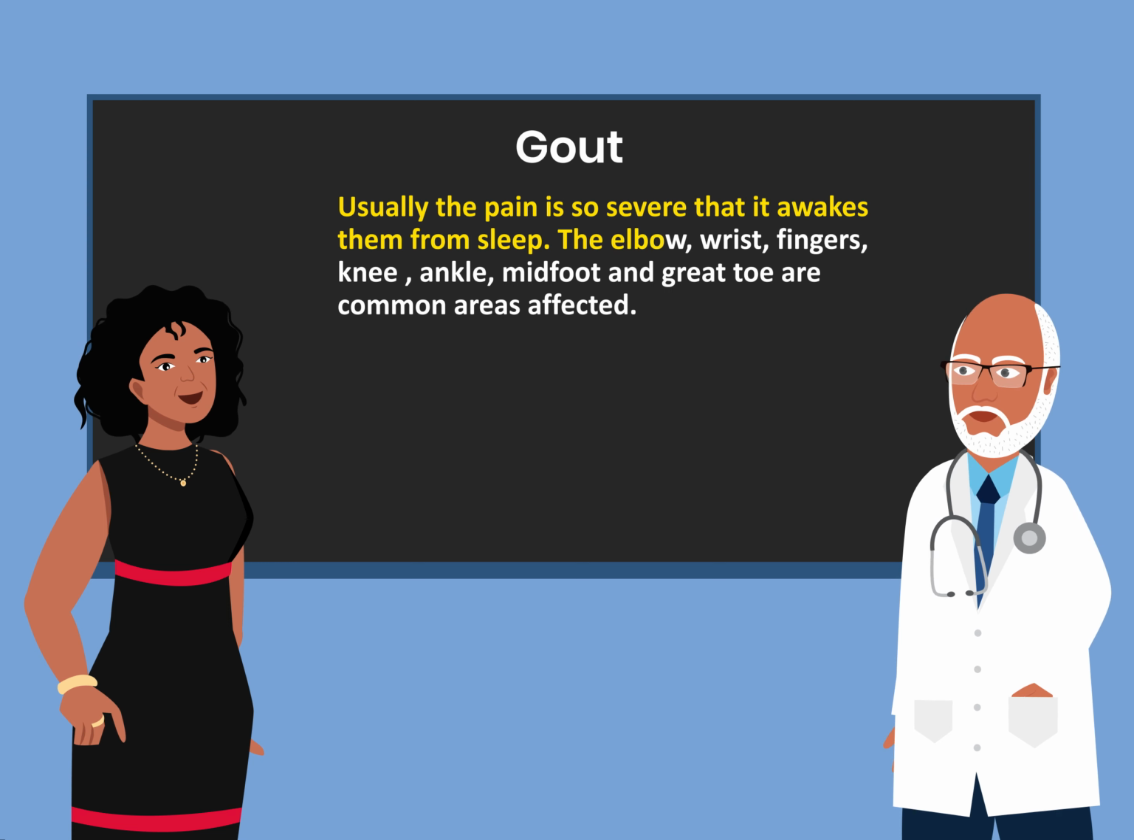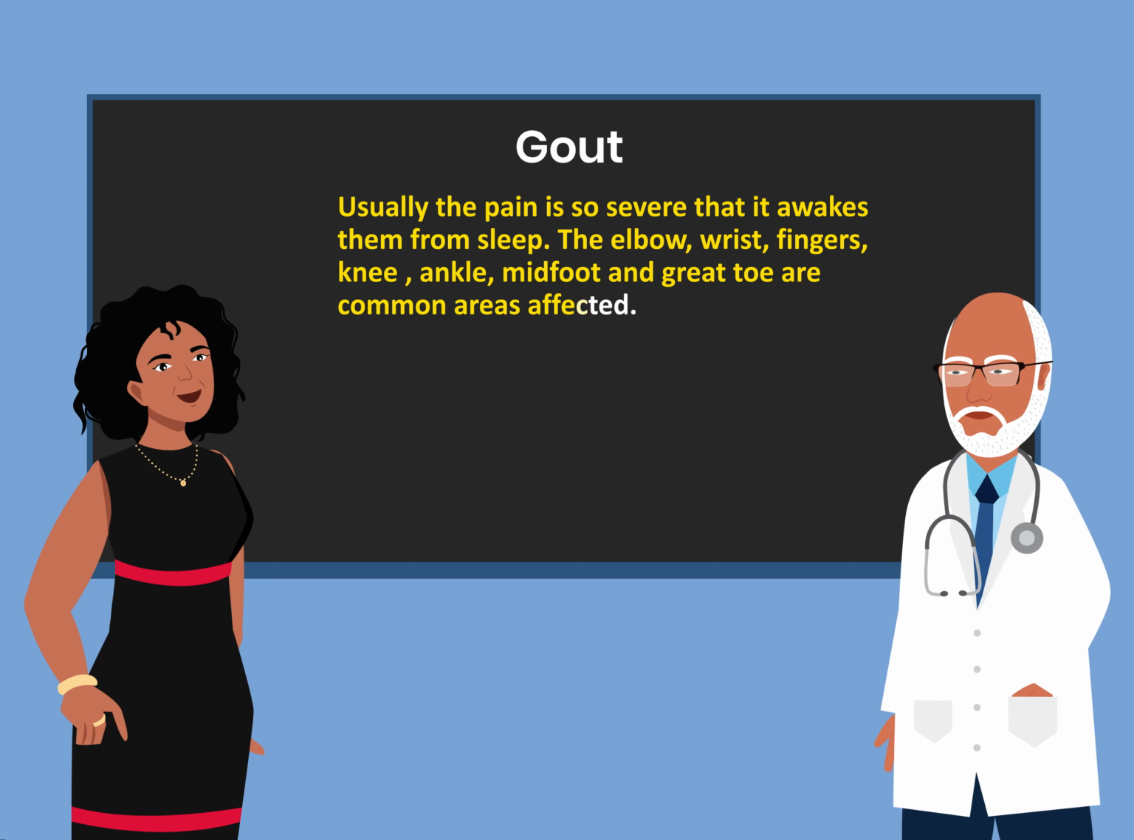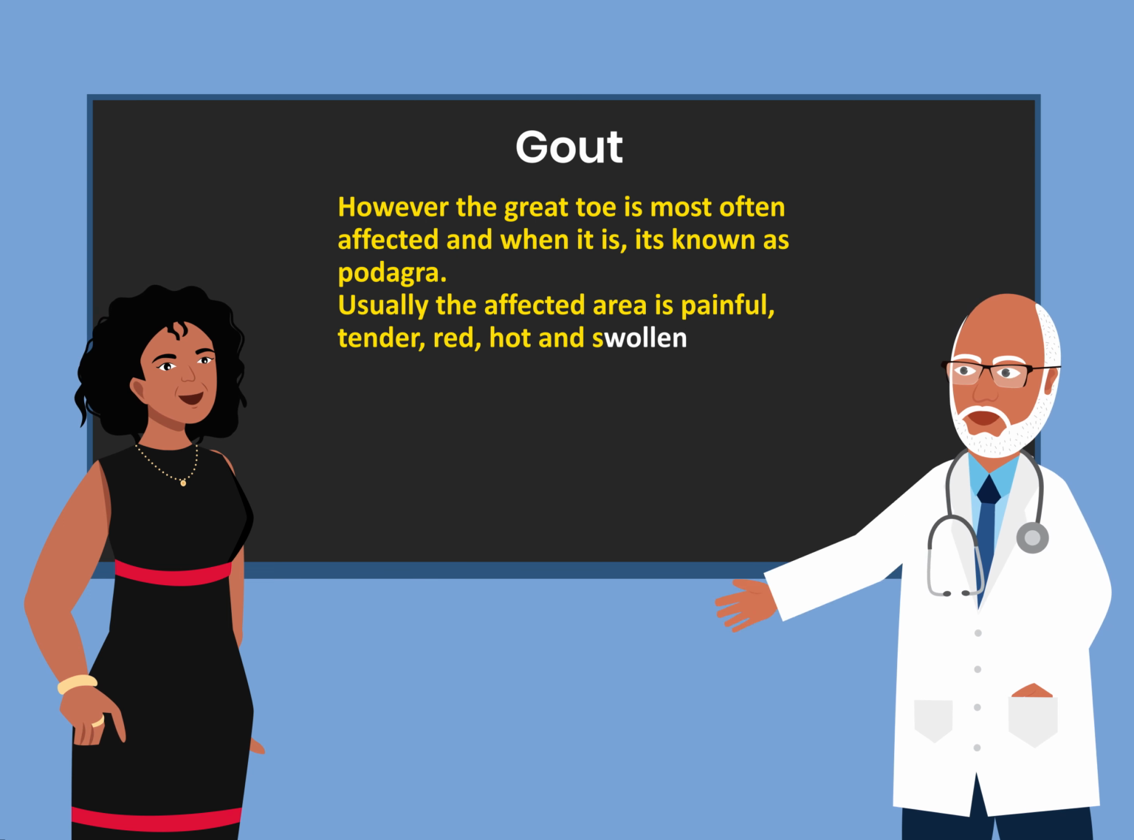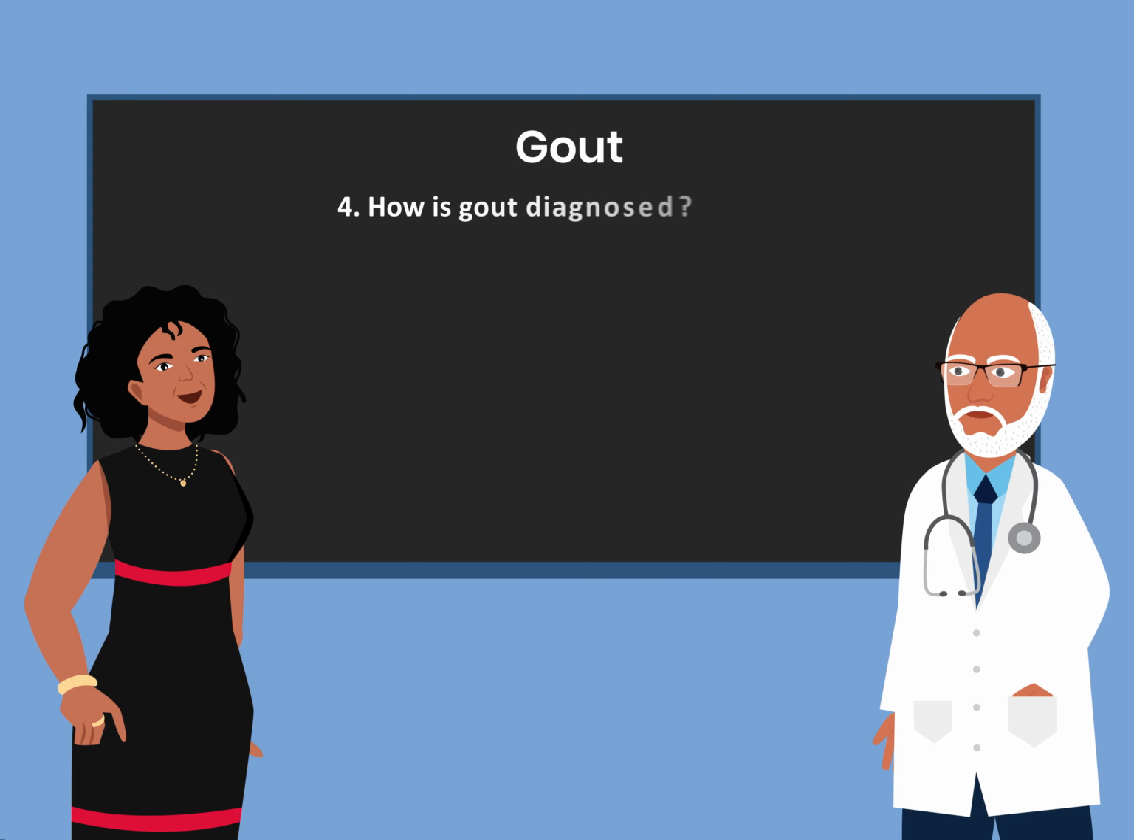The elbow, wrist, finger, knee, ankle, midfoot, and great toe are common areas affected. However, the great toe is most often affected, and when it is, it is known as podagra. Usually, the affected area is painful, tender, red, hot, and swollen. How is gout diagnosed?